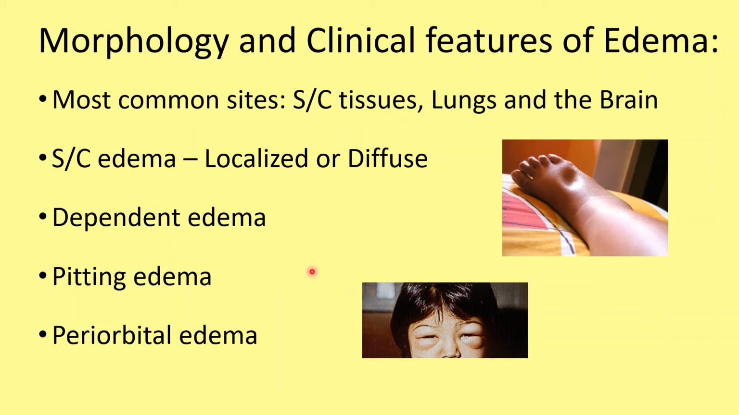When we apply pressure over the edematous region, the interstitial tissue gets displaced, leaving a depression which is called pitting edema. This is the pitting edema. And edema in renal diseases appears in parts of the body containing loose connective tissue, such as the eyelids. So this is periorbital edema. It is a characteristic finding in severe renal diseases.